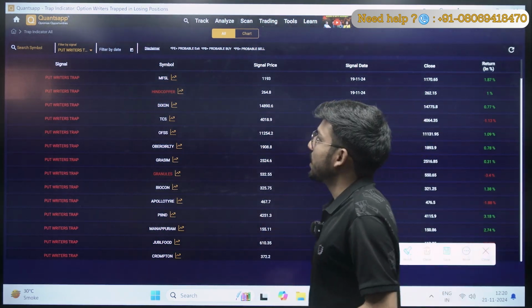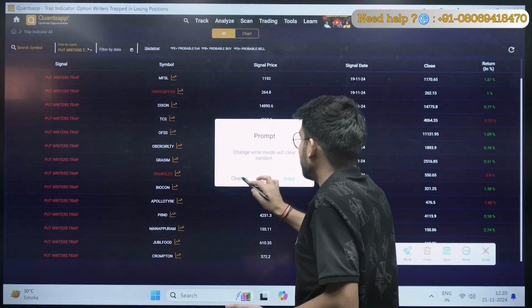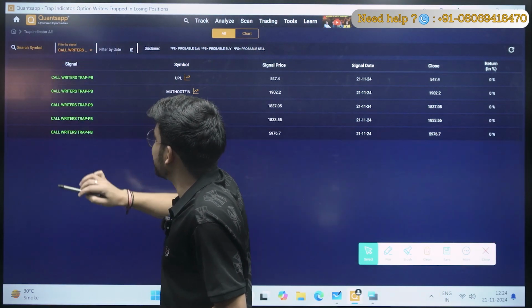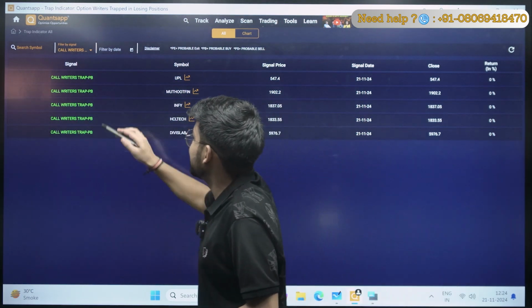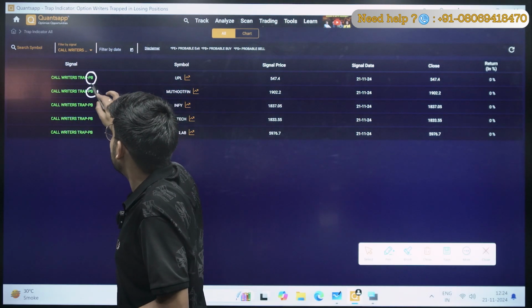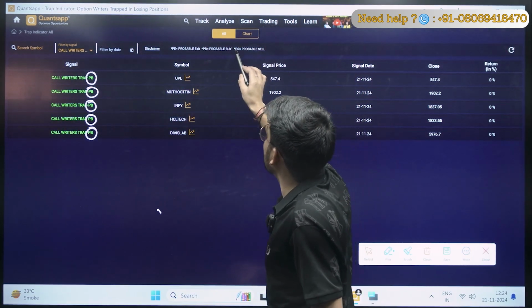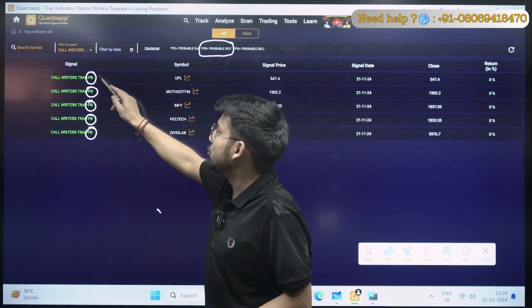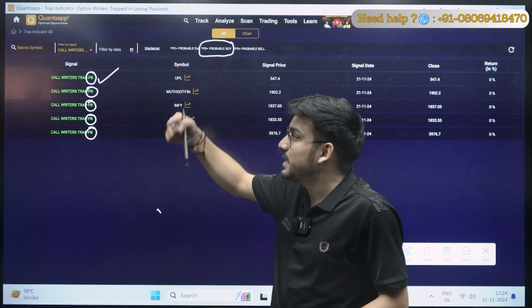Whenever a signal is generated, it will give you a PV signal also. You can see the PV here. What is this PV denoting? The PV is denoting probable buy. It means you can go and buy here. It means the market will go in the upward direction.